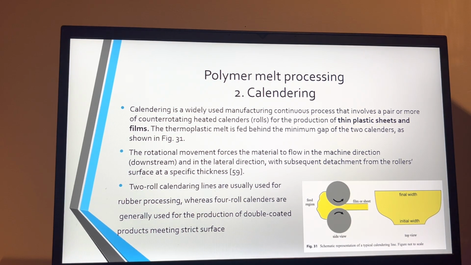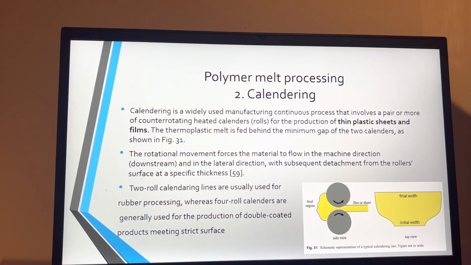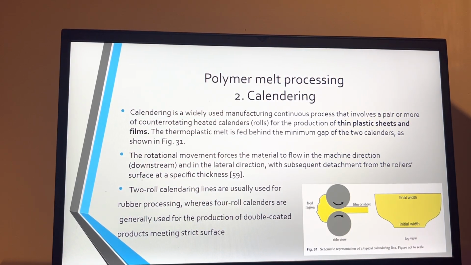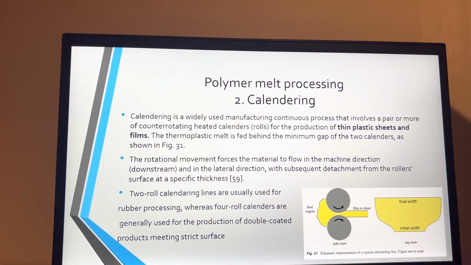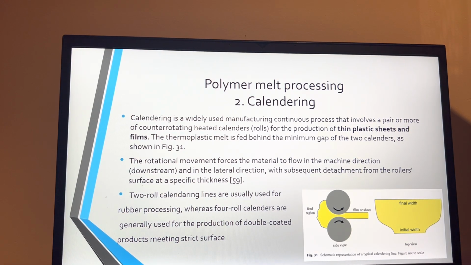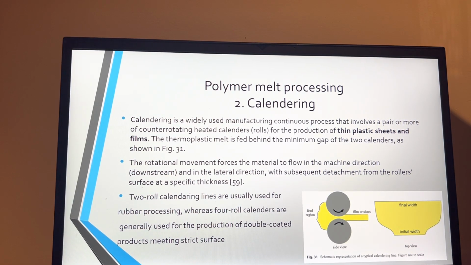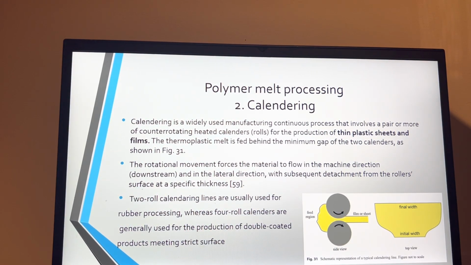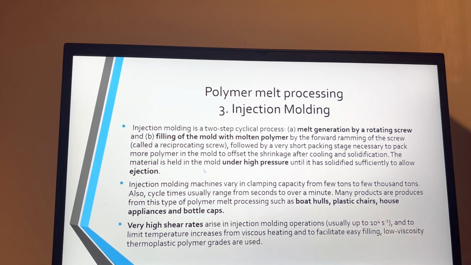The thermoplastic melt is fed behind the minimum gap of the two calendars, as shown in this figure. The rotation forces the material to flow in the machine direction downstream and in the lateral direction, with subsequent detachment from the roller surfaces at the specific thickness. Two-roll calendering lines are usually used for rubber processing, whereas four-roll calendars are generally used for the production of double-coated products meeting strict surface requirements.